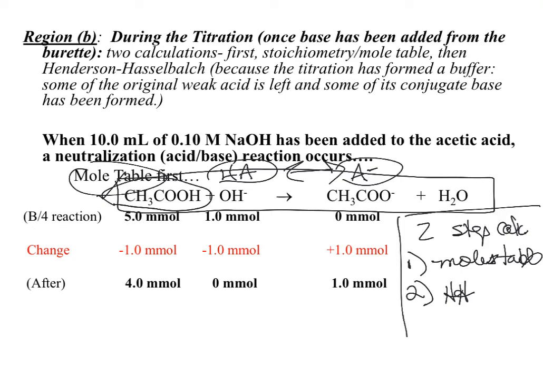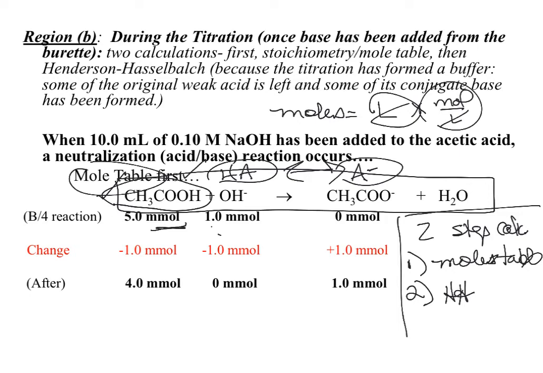And you're going to have to calculate moles of everything. So remember, if you're dealing with a solution, the moles of any substance is going to be the volume in liters times molarity. So you're basically going to be multiplying liters times molarity to get moles of the original weak acid and moles of the hydroxide that has been added.